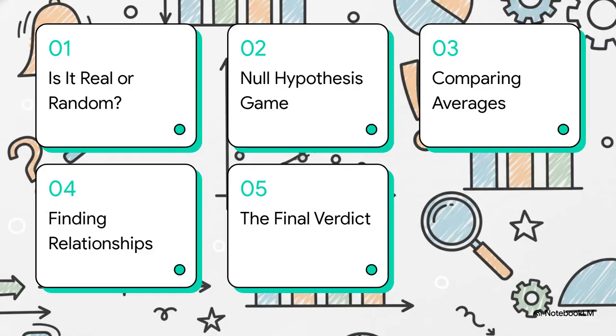So here's our game plan. First, we'll nail down the core mission. Then, we'll learn the rules of the game. After that, we'll pop open the toolkit itself to look at a couple of key tools. And finally, we'll learn how to lay down the final verdict. Okay, let's get into it.